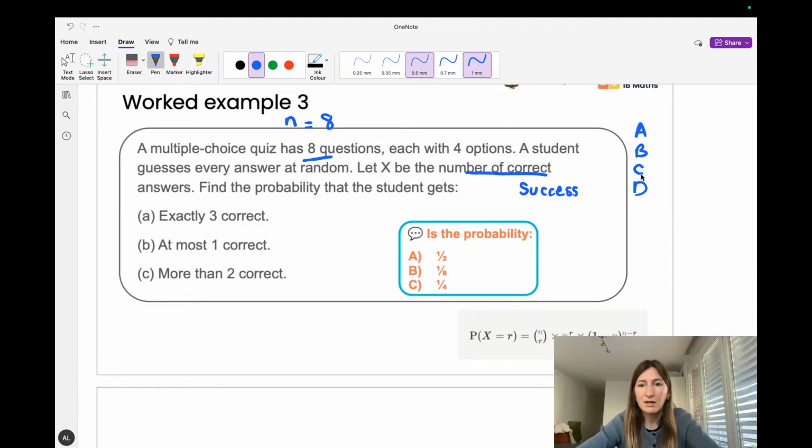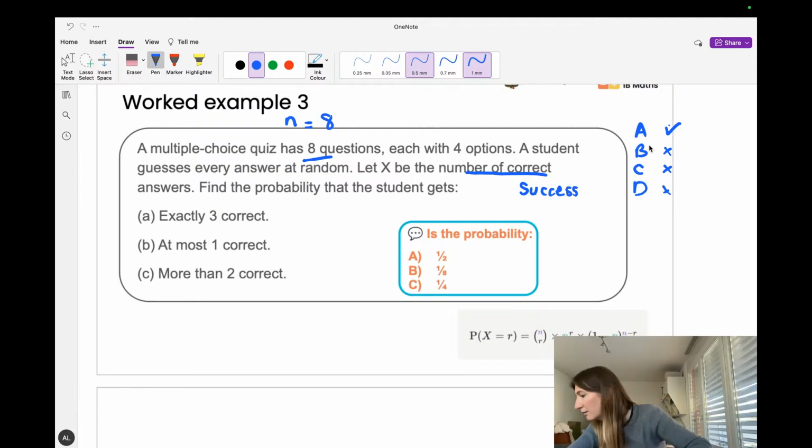And if you think about it, in a multiple choice quiz, how many answers are going to be correct? Well, 1, right? So let's say A is correct and the rest are wrong. So getting 1 out of 4.